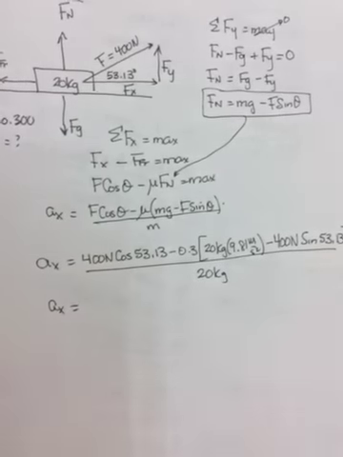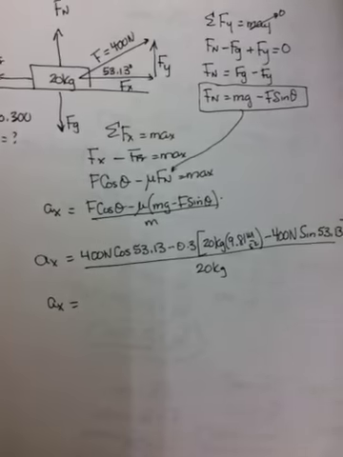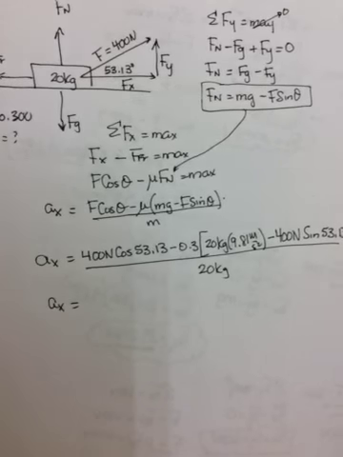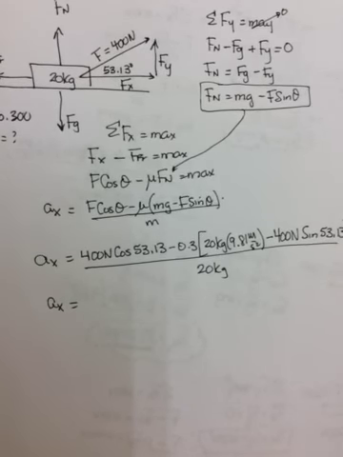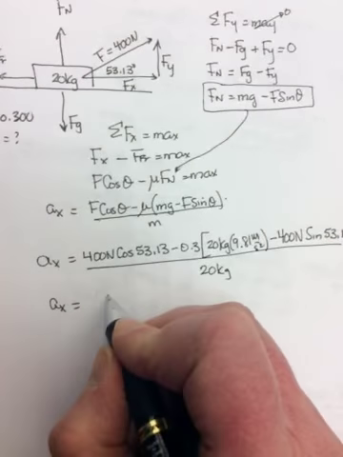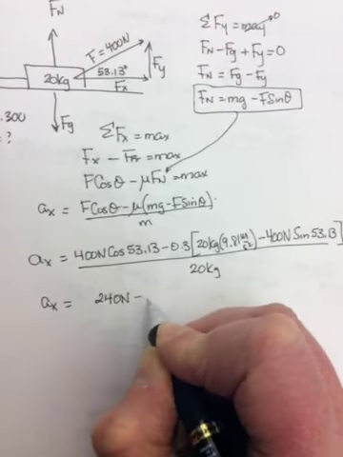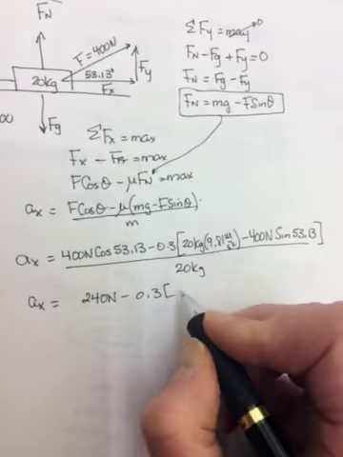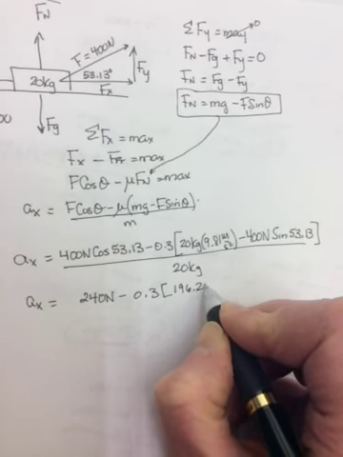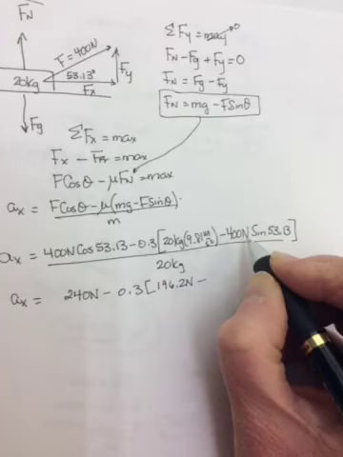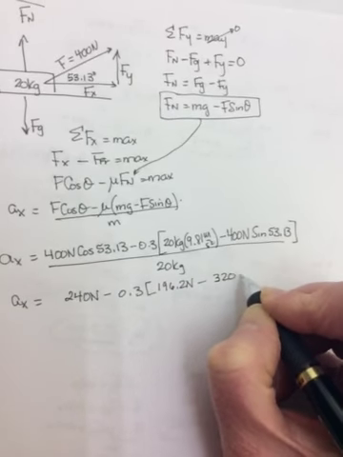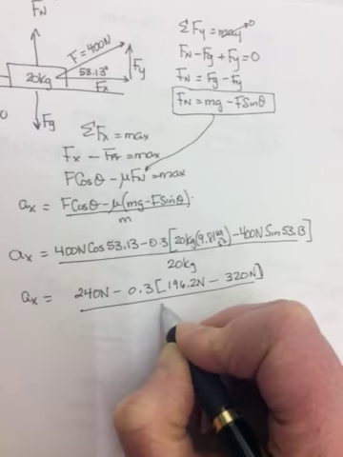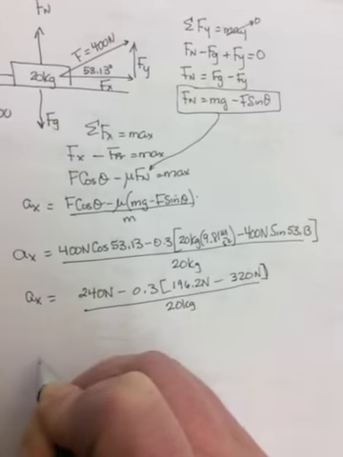Okay, so either you do this in your head or you find your calculator. Cos of 53.13 I think is 0.6 times 400, so that's going to be 240. So the first term is 240, and I'm doing this in case some of you still can't get the right answer. And then in brackets, 20 times 9.81 is 196.2. And then sine is 0.8, so this will be 320. And then it's going to be divided by 20 kilograms.